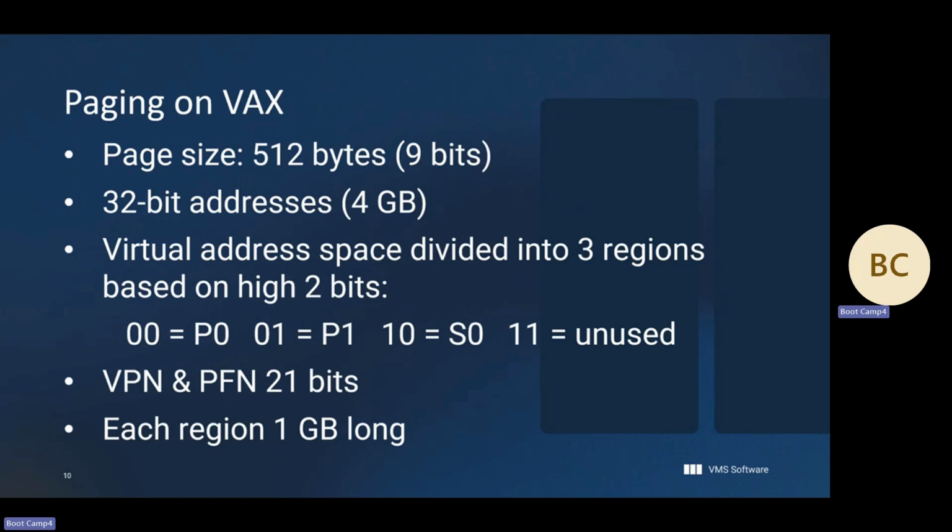It was divided into 3 regions based on the high 2 bits: P0, P1, and S0. And the high 2 bits of 1, 1 were unused. So it's really 3 gigabytes of effective address space. With 9 bits of byte offset, that left 21 bits of virtual page number or page frame number. And each of those 3 regions was 1 gigabyte.